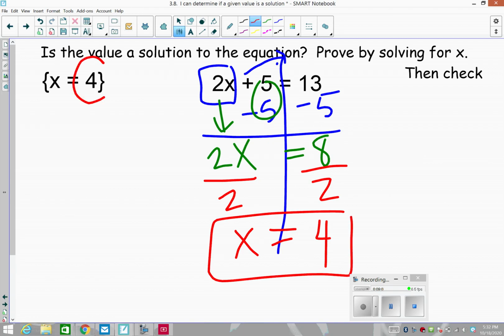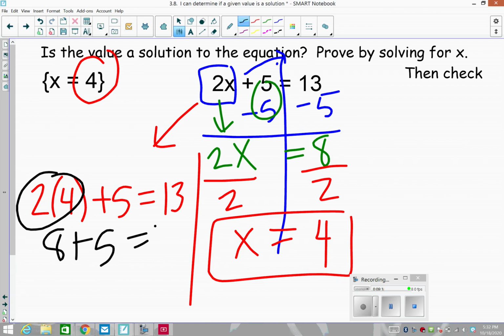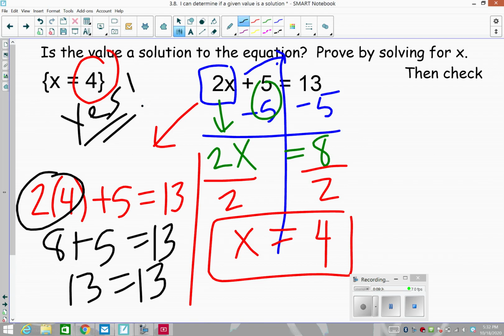We think 4 here as well. Let's check. 2 times 4 plus 5, does that equal 13? So that's 8 plus 5. Does that equal 13? Does the left side equal the right side? Yes. Nailed it. We got the correct answer.